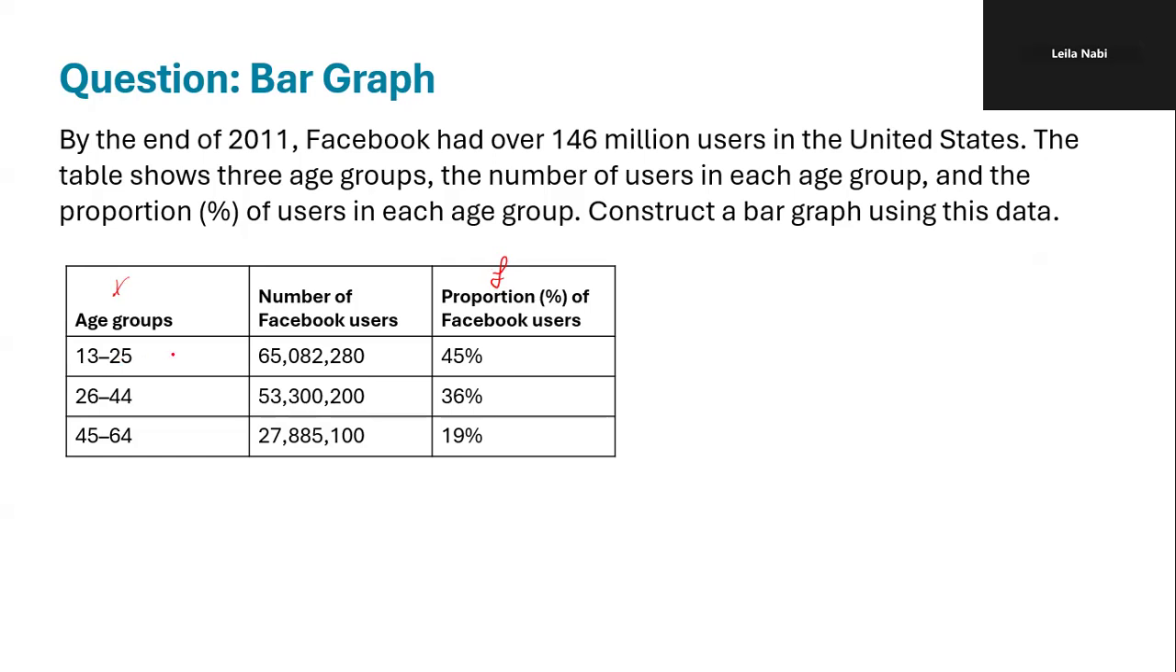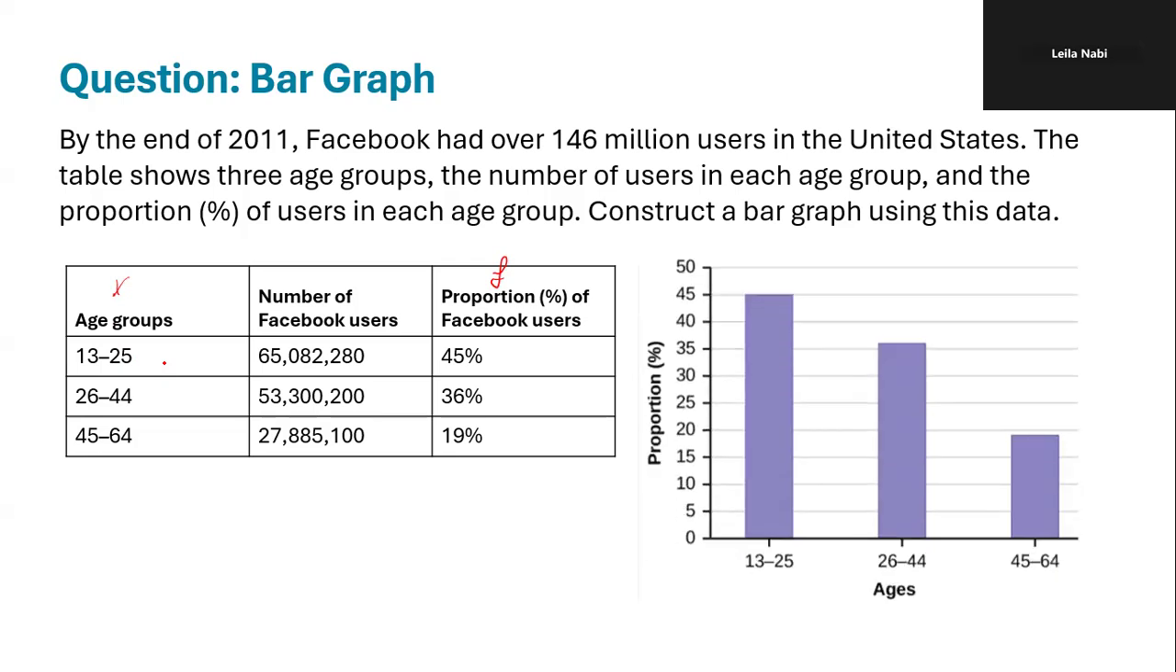Since we have 3 different age groups, we will have 3 different bars, and we show the proportions on the frequency part. As you see, we have proportion on the vertical axis from 0 to the most number that we have here, which is 45, so we can just go up to 50. Or if you have more, you can go up to 100 because that's a percentage, and percentage is just from 0 to 100. And the age groups are 13 to 25, 26 to 44, 45 to 64. Based on the proportion of each group, we have bars on top of each of the categories.